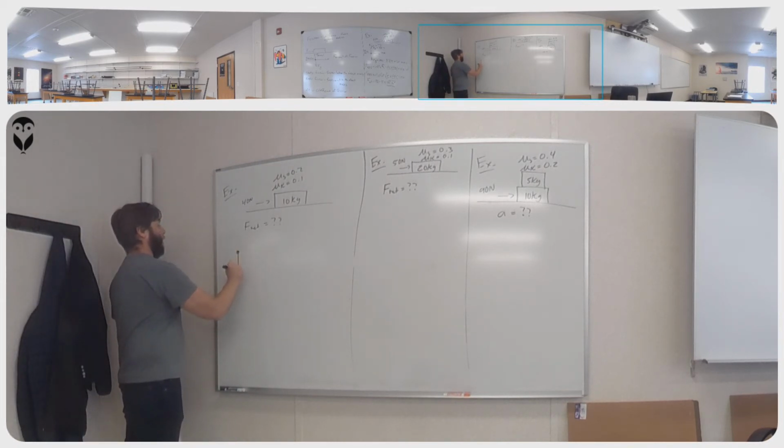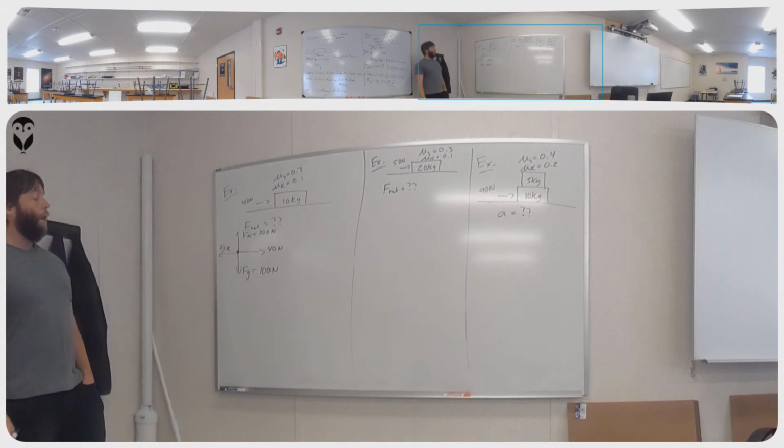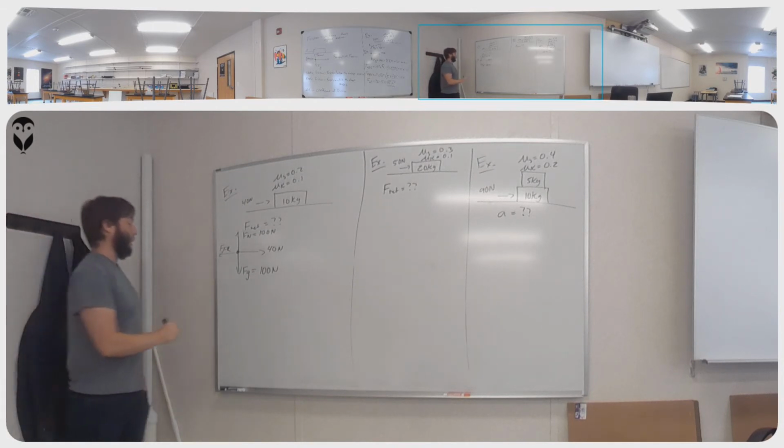First thing, free body diagram. Force of gravity down. 10 multiplied by 10 makes 100 newtons of gravity force. The normal force is equal and opposite. That's also equal to 100 newtons. We're applying 40 newtons, and the force of friction is opposing the motion. We calculate the static friction and the kinetic friction.